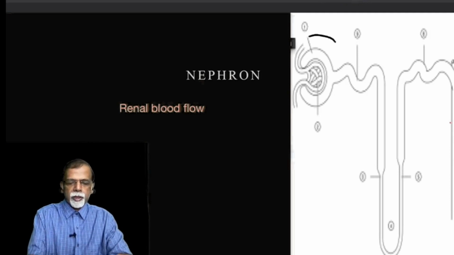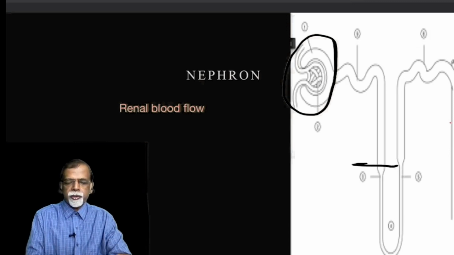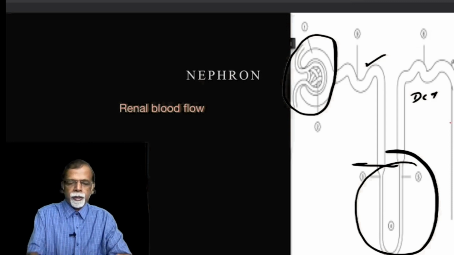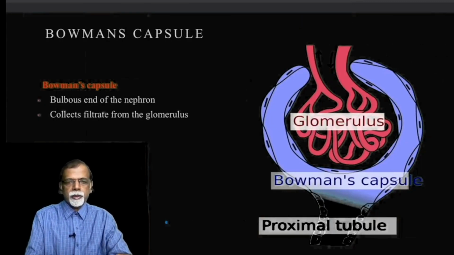This is the renal corpuscle, and the initial part is the proximal convoluted tubule with a convoluted part and a straight part, and then the loop of Henle, the distal convoluted tubule and the collecting duct. So let us see how the glomerulus is formed.